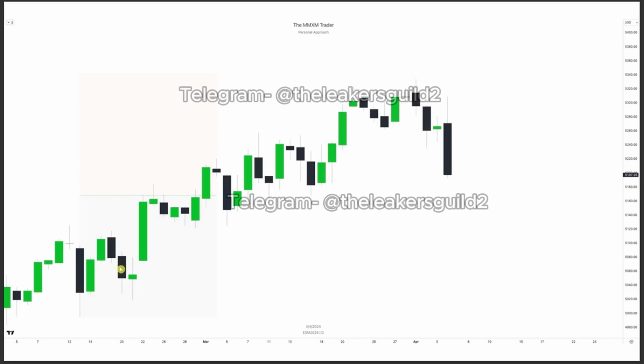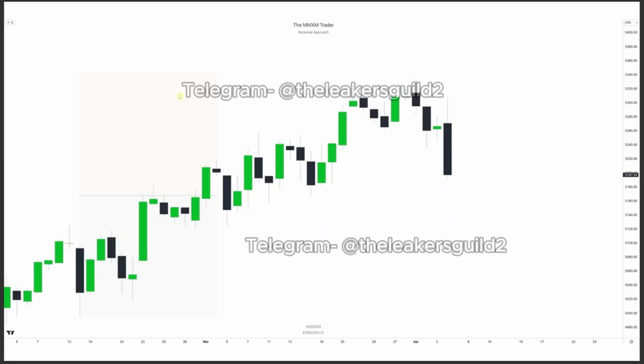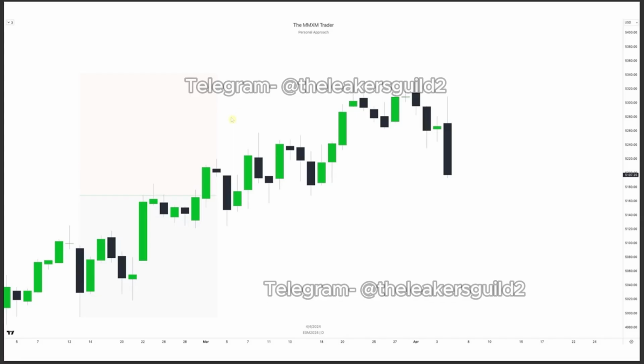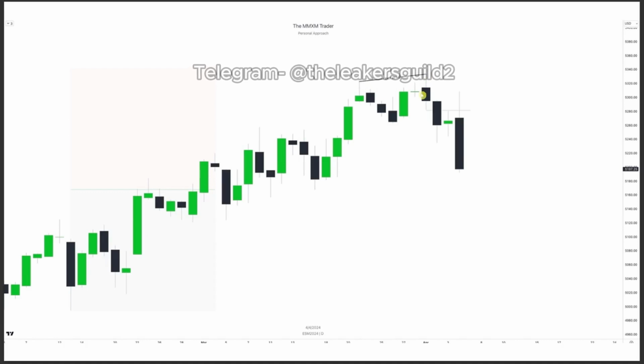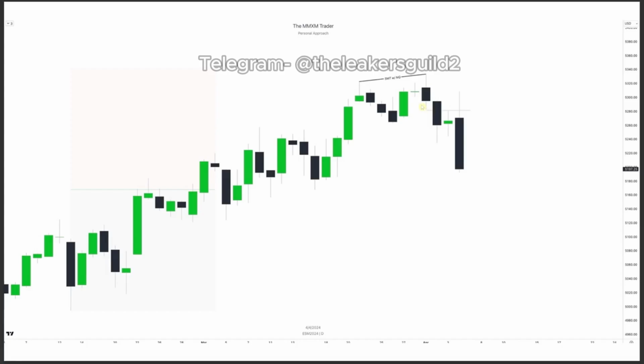Again, as always, discount premium. We want to know where we are coming from and where we are going, right? So SMT is key, right? We want to have that SMT on those highs if we are looking for a bearish reversal. So we're closing below this area down here, so we're breaking structure as well.